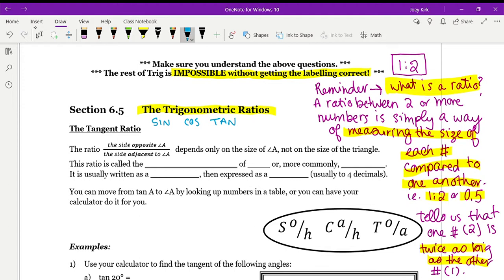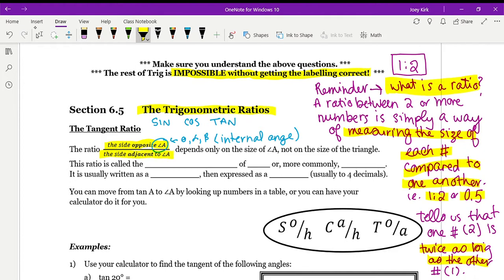So to start with, the tangent ratio is a ratio between the side that is opposite to your angle, okay? So remember, angle A can be anything. It could be theta, it could be alpha, it could be beta, but essentially it's whatever the internal angle is that they tell you is your angle of interest, okay? So your internal angle of interest is what they mean by angle A. So it's the ratio between the side opposite angle A to the side adjacent to angle A.